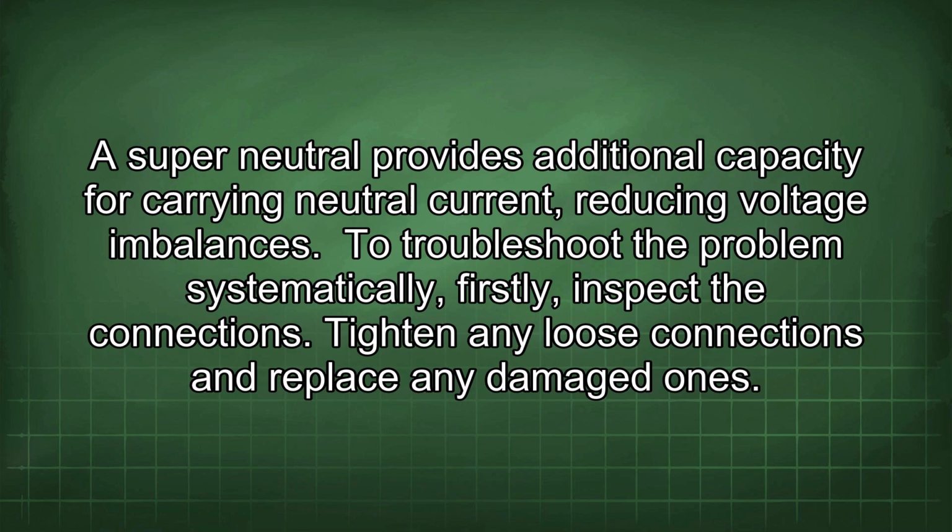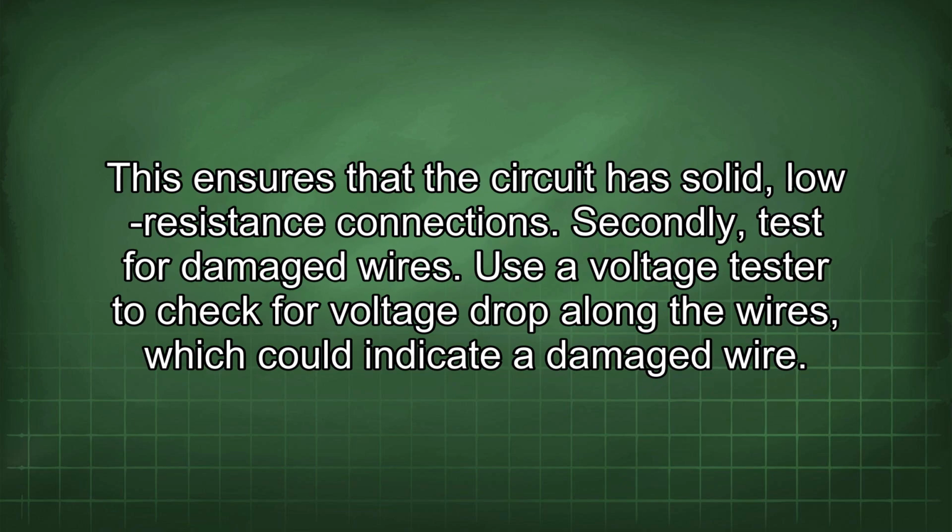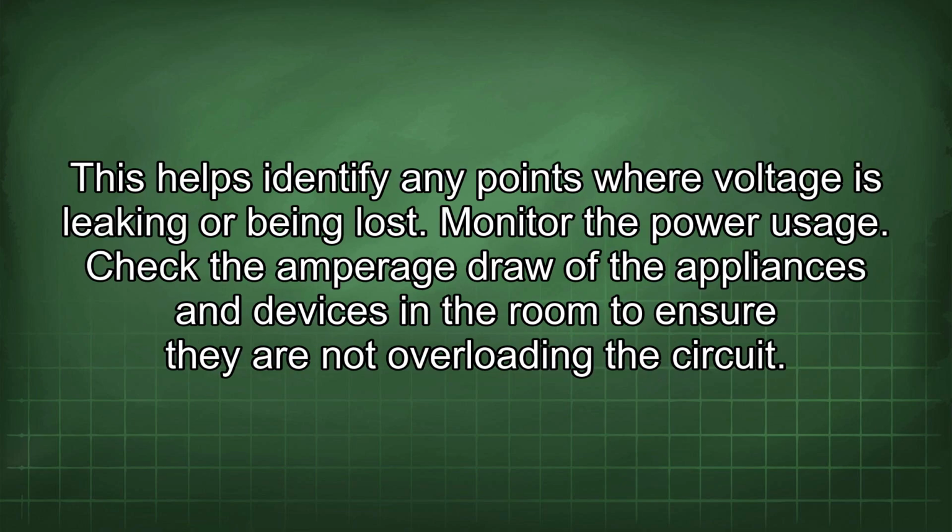To troubleshoot the problem systematically, firstly, inspect the connections. Tighten any loose connections and replace any damaged ones. This ensures that the circuit has solid, low-resistance connections. Secondly, test for damaged wires. Use a voltage tester to check for voltage drop along the wires, which could indicate a damaged wire. This helps identify any points where voltage is leaking or being lost.